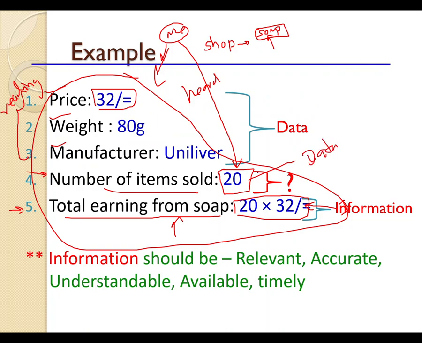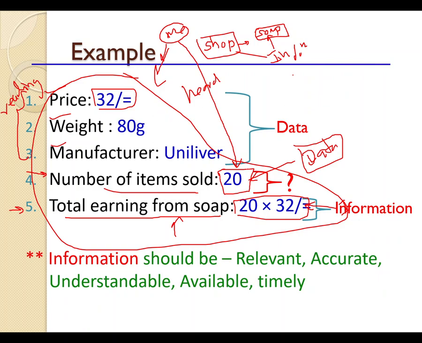I just heard for the shopkeeper. But regarding the shopkeeper's point of view, this is going to be information. Why? He did a computation. But we don't need to care about the shopkeeper. The main character at this moment is myself, so it's going to be defined as data. Now I think you are clear about this data and information.